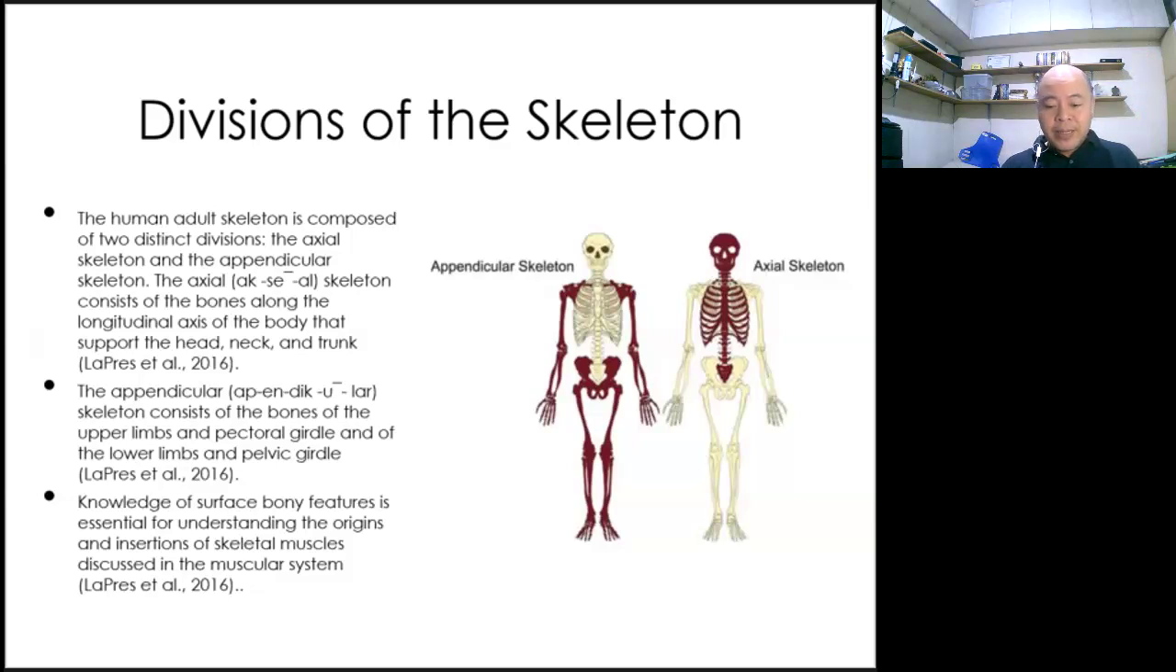We have the appendicular skeleton or appendages, basically. That's the clue. Appendicular skeleton made up of arms and legs as well as where they are attached. Where are they attached? We call it the pectoral girdle and the pelvic girdles.